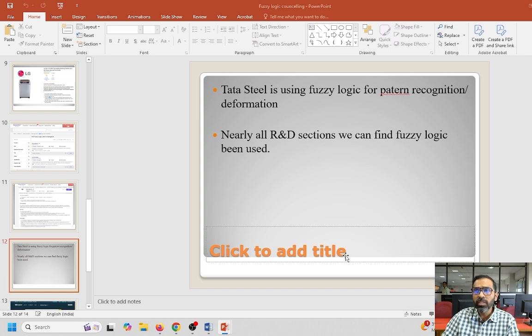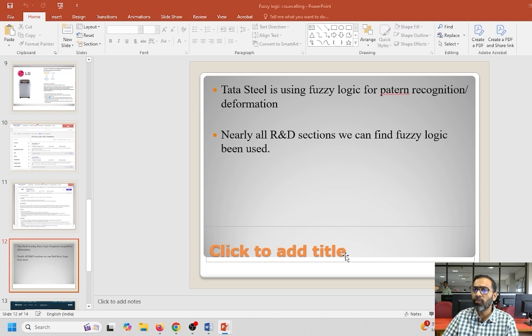Apart from this, it is used in various sectors such as pattern recognition. Tata Steel is using fuzzy logic in pattern recognition and to find deformations. Suppose there are some deformations while manufacturing any of the parts. This can be detected using a visual camera and integrating it with fuzzy logic.